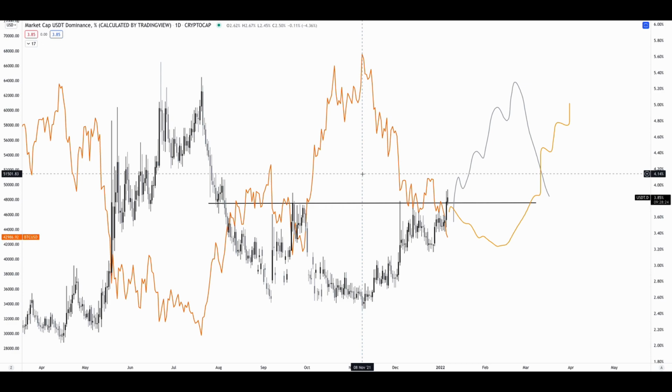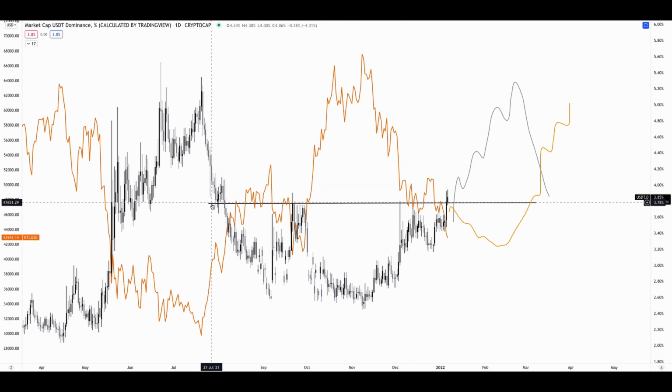And that's obviously because whales, individuals, people, exchanges buy Bitcoin with Tether. So if there's more Tether in the market, that means they're not buying enough Bitcoin, or they're selling their Bitcoin, which causes Bitcoin to go down, and vice versa, right? So there's an inverse correlation here.